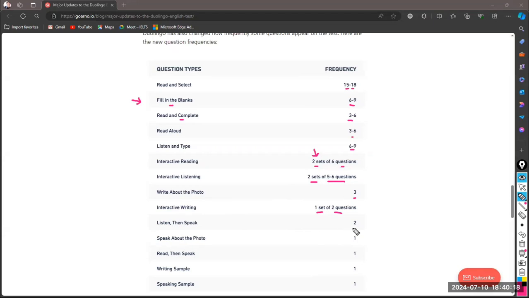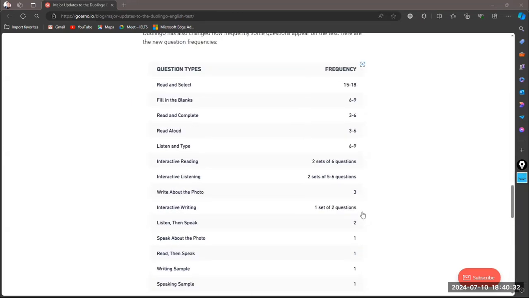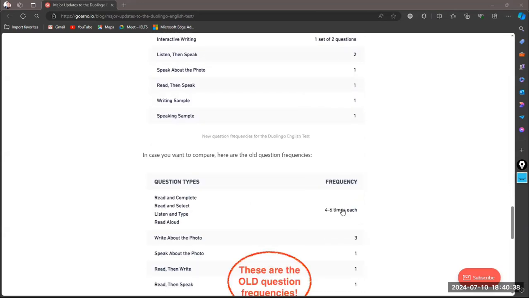Listen and speak, you have to do it twice. Speak about the photo, you have to do it only once. Read and speak only once. Writing sample only once. Speaking sample only once. So this is the new scheme or structure of the Duolingo exam.